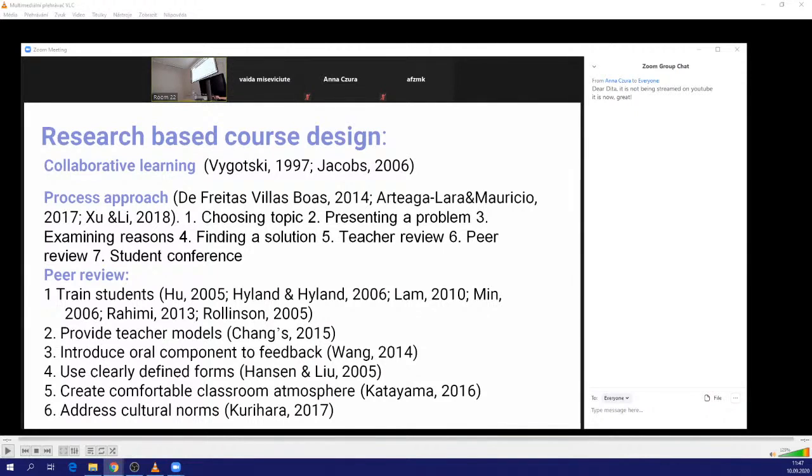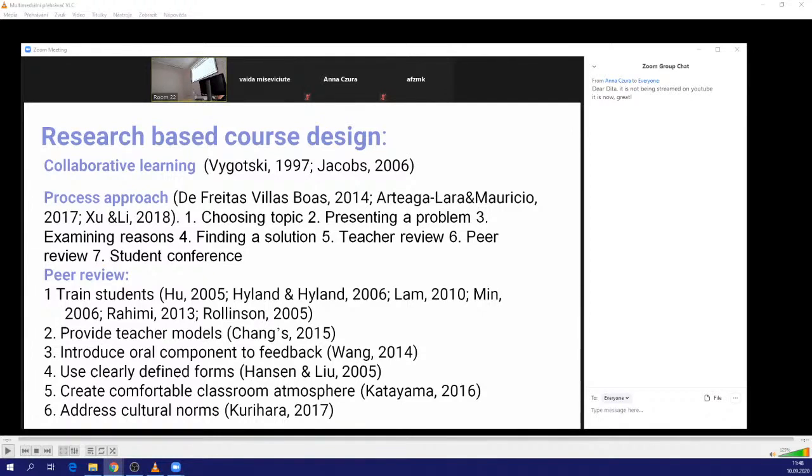where students are really finding a lot of useful information. So in this process, students were choosing a topic, they were presenting a problem, then they had to examine reasons, find a solution, then there was a teacher review, then we had a peer review, and finally it all ended up in a student conference. And at the same time, this course was informed by peer review research, and I discovered 6 very important points that were included in the course.